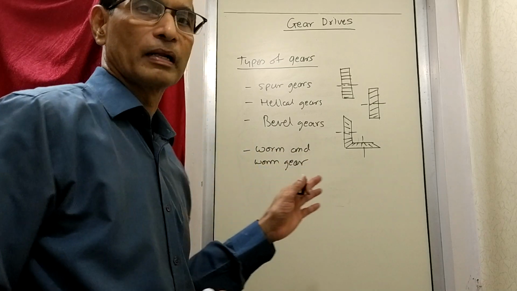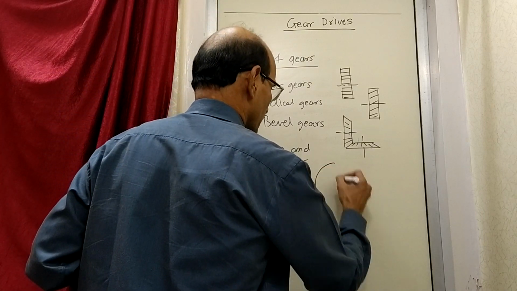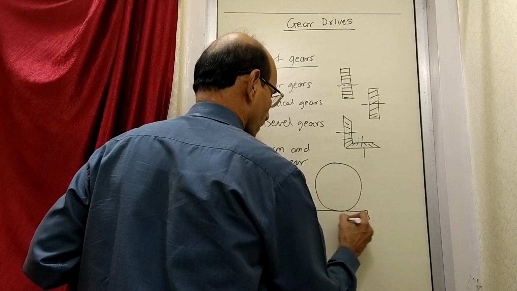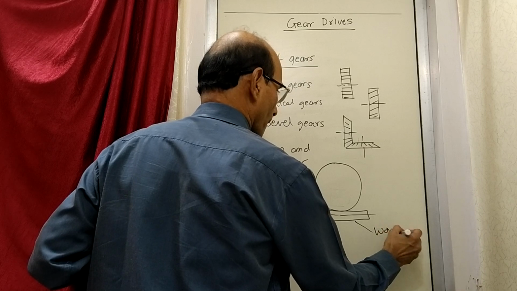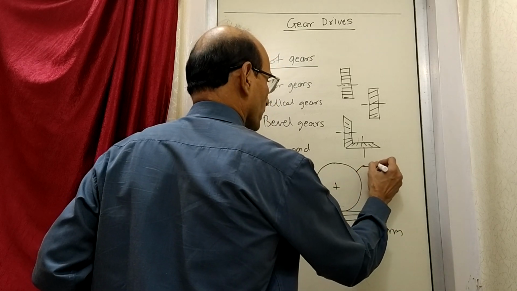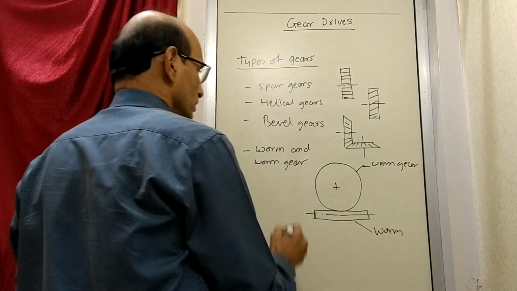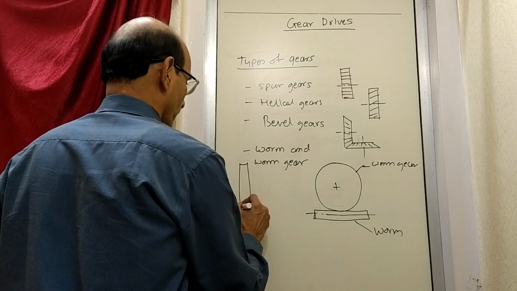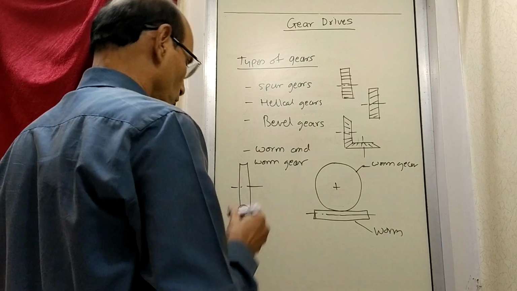Now the worm and worm gear drive has a different arrangement, where you can see that there is a gear like this and there is a worm like this. This is called the worm and this is called the worm gear. And if you draw the side view, you can see it looks like this.